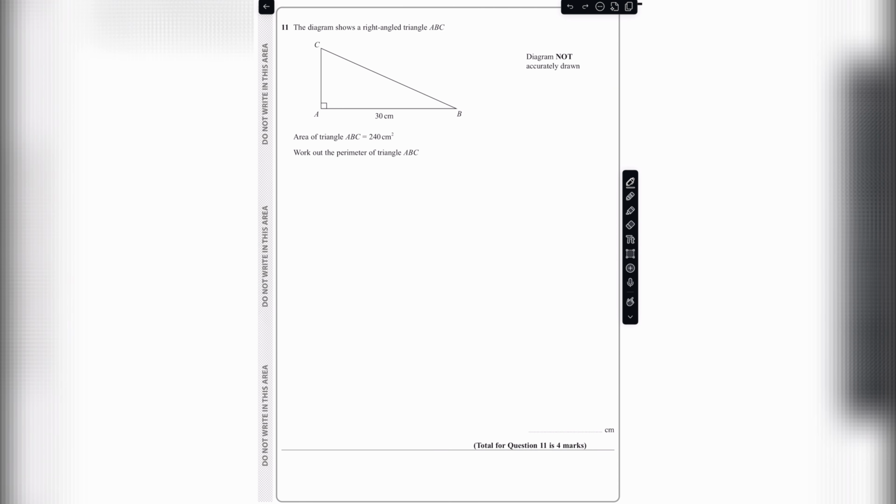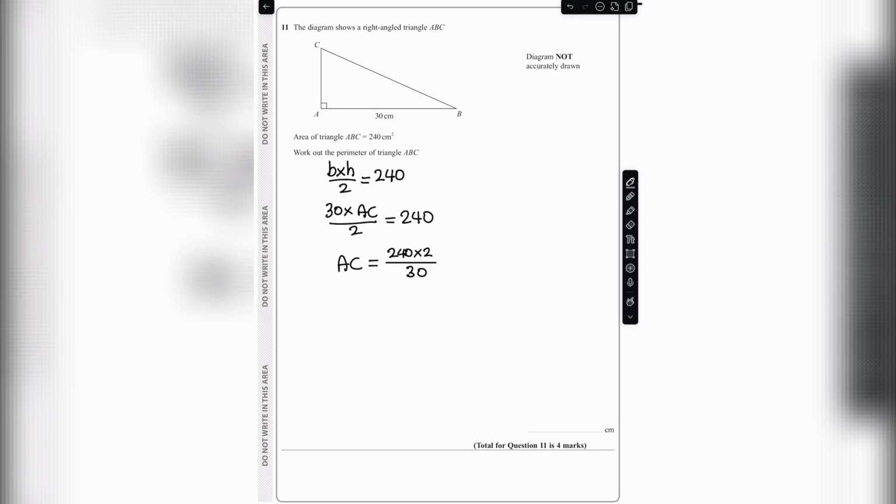In question 11, we are given a right-angled triangle ABC. The area of triangle ABC is 240 centimeters squared. Work out the perimeter of triangle ABC. So given that we have the area of this right-angled triangle, we can state that the base multiplied by the height divided by 2 equals 240 centimeters squared. So the base, which is 30, multiplied by your height AC divided by 2 equals 240 centimeters squared. So the length AC can be determined by multiplying 240 and 2 and dividing that answer by 30, and that gives us a value of 16 centimeters.